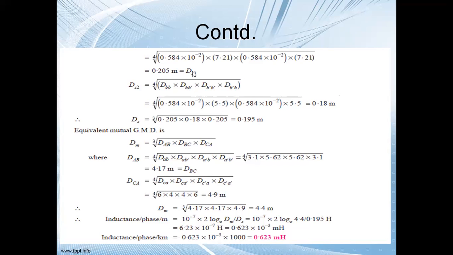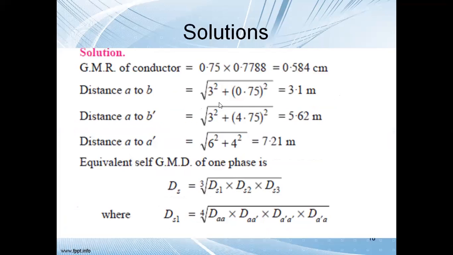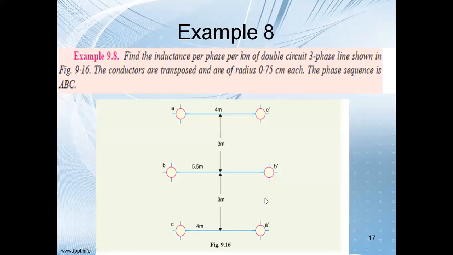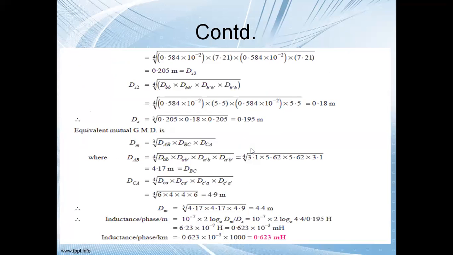Now DS3 will be DCC into DCC dash into DC dash C dash into DC dash C. What is the distance between C and C dash? It is given 4. So for A and A dash, whatever we have calculated, similarly it will be applicable for C and C dash. The calculation remains same. So your equivalent DS will be cube root of DS1 into DS2 into DS3. If you calculate, you will get 0.195.